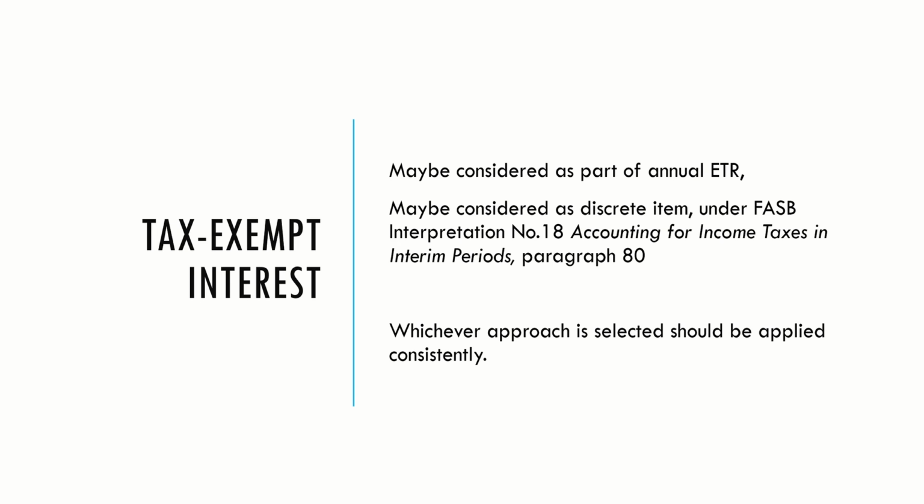Tax-exempt securities often form a portion of ordinary income of an entity. The related interest may be appropriately considered in the annual ETR calculation. However, it is also okay to exclude tax-exempt interest from an annual ETR based on a specific discussion in FASB interpretation. The FASB acknowledged excluding tax-exempt interest from the estimated annual ETR calculation. However, which approach is selected should be applied consistently.